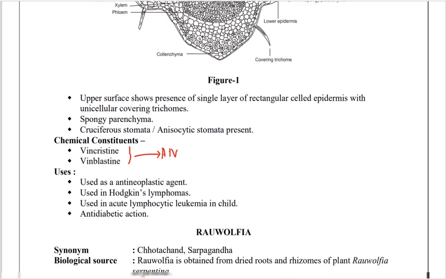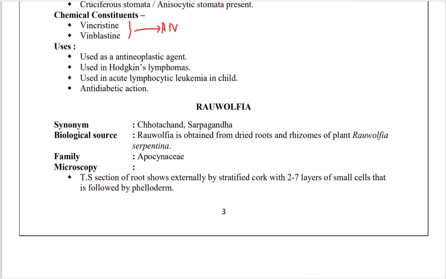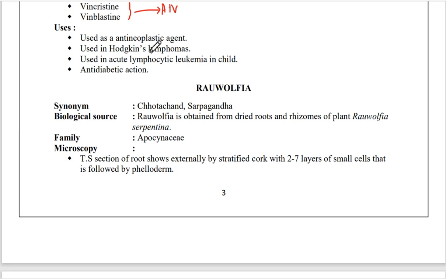The next drug we have is Rauwolfia. This is also known as Chota Chand or Sarpagandha. Rauwolfia is obtained from the dried roots. Now we have seen the whole plant; here it is just the dried roots or rhizomes of Rauwolfia serpentina.